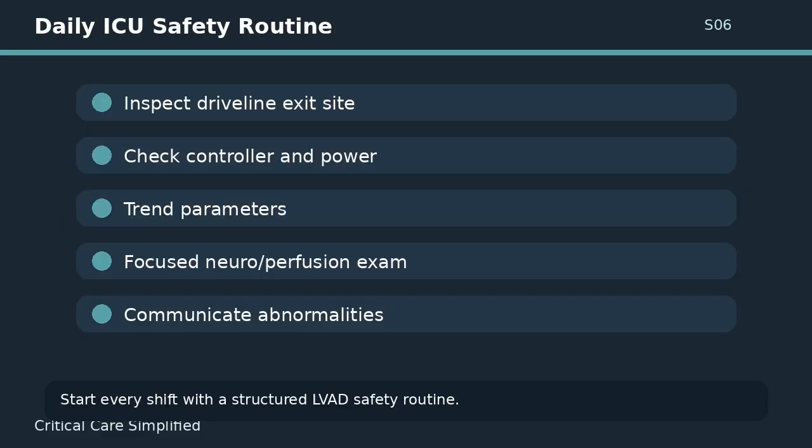Start every shift with a structured LVAD safety routine. Inspect the driveline exit site for redness, drainage, bleeding, or dislodgement. Confirm controller and power connections. Review device parameters and trends, not just single numbers. Perform a focused physical exam, especially neurological status and perfusion. Then, document clearly and communicate changes during handoff.